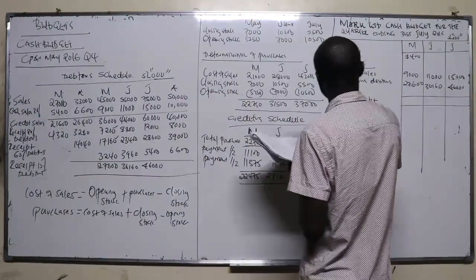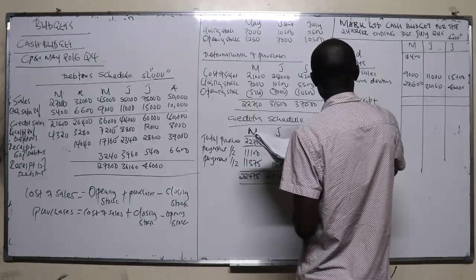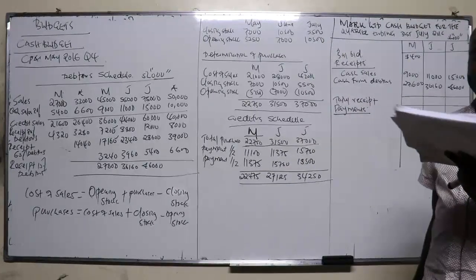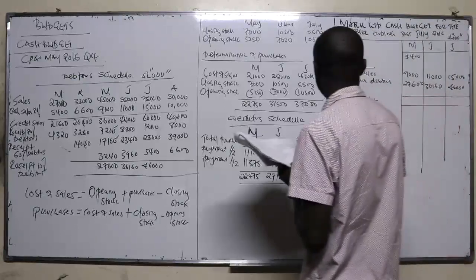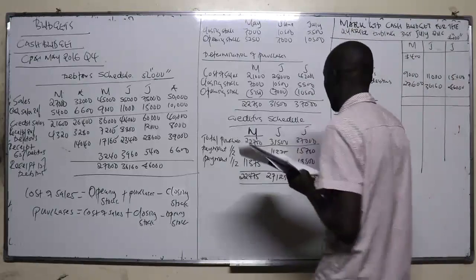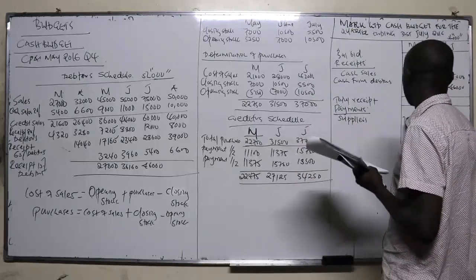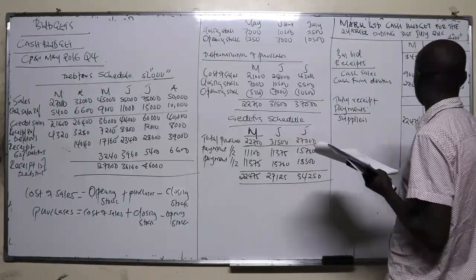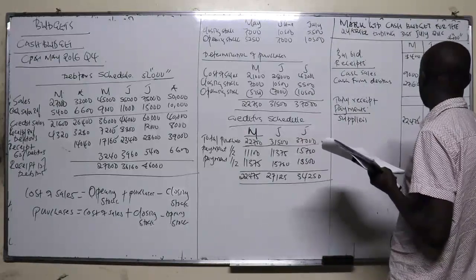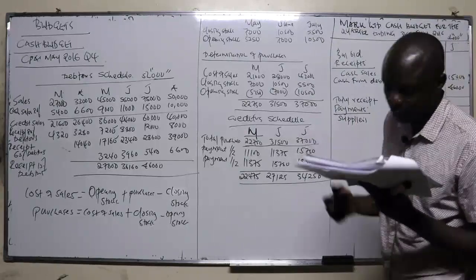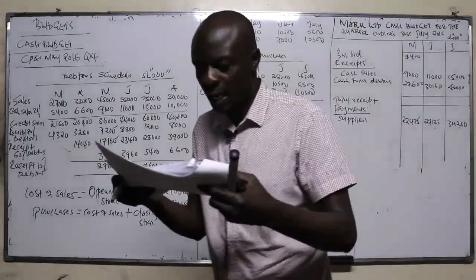And then here you write payments. So we write here suppliers or creditors. They are paying suppliers in the month of May 22,475. This is 27,125. And this is 34,250. Then we check for other items.